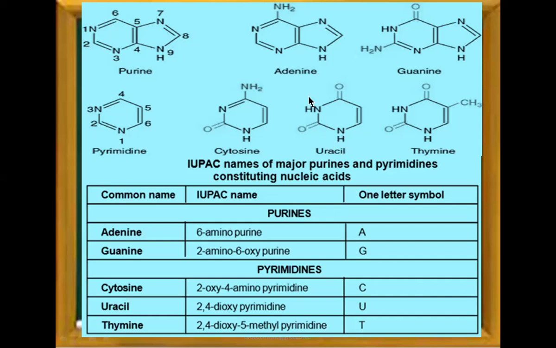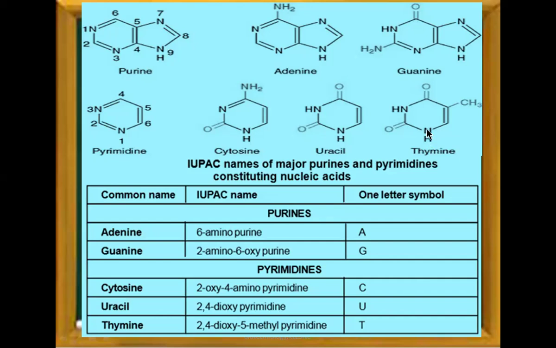Next one is uracil. How can we mention uracil in IUPAC name? This is 1, this is 2, 2-oxy, this is 3, and this is 4. So there are oxygens at the 2 and 4 positions, so it is dioxy. 2, 4 dioxypyrimidine. Okay.